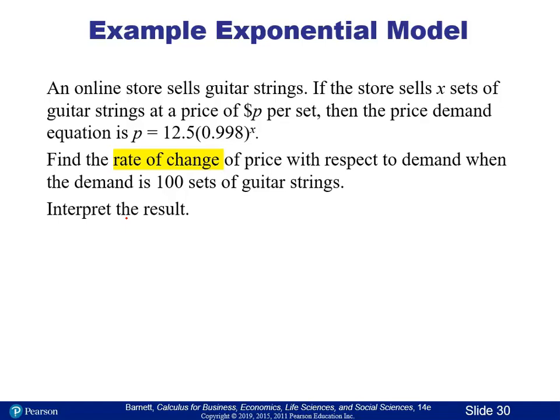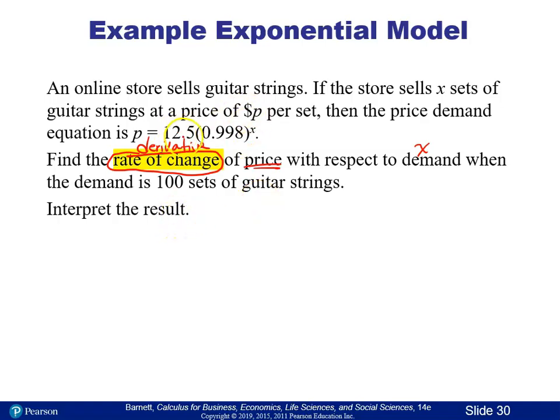Okay, so an application problem here of what we've been looking at. So we've got an online store that sells guitar strings. If the store sells X sets of guitar strings at a price of P dollars per set, then the price demand equation is given to us here. We've worked with price demand equations before, so we want to find the rate of change of the price, okay? So anytime you see the words rate of change, that's telling me that I need to take the derivative. Okay, so I need the derivative of the price. So we want to find the rate of change of price with respect to demand. So demand is our X. When the demand is 100 sets of guitar strings, and interpret the results.